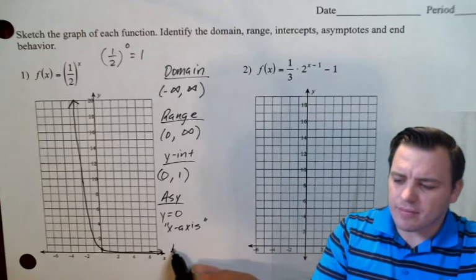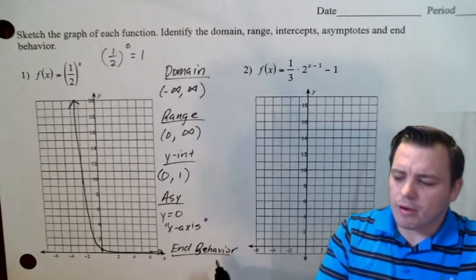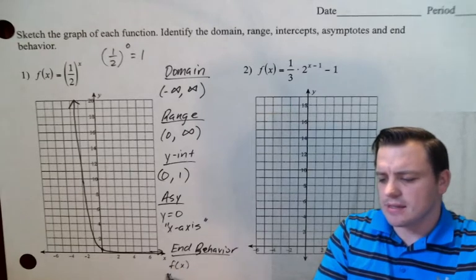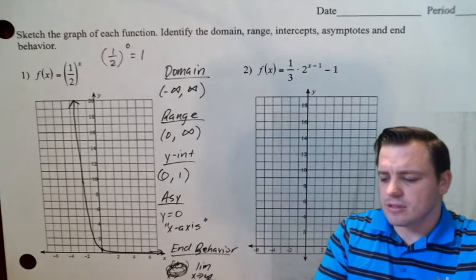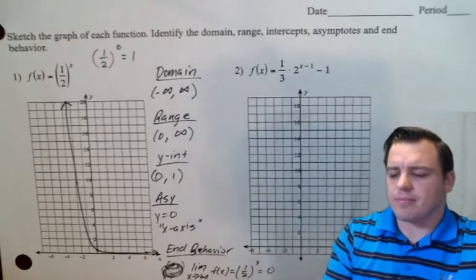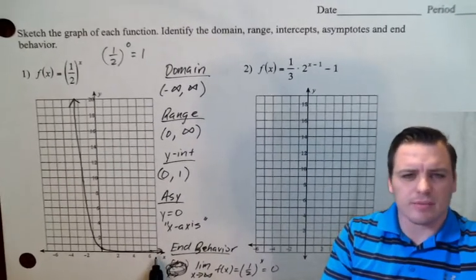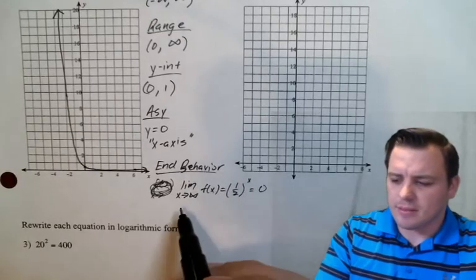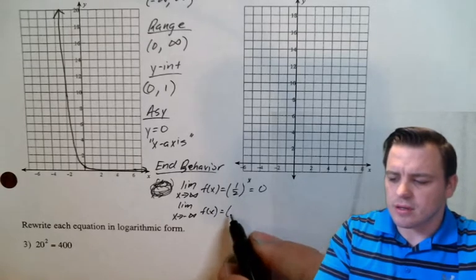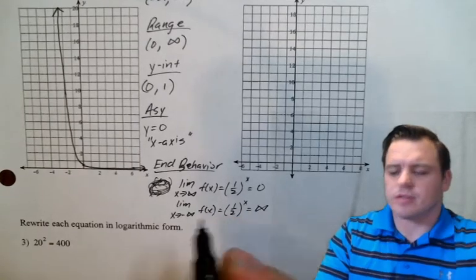And your end behavior. I should put limit. The limit as x approaches infinity of f of x equals (1/2)^x would be approaching 0. Oh, sorry. As x is going this way, it's approaching 0. And then the limit as x approaches negative infinity of f of x equals (1/2)^x would be approaching infinity.